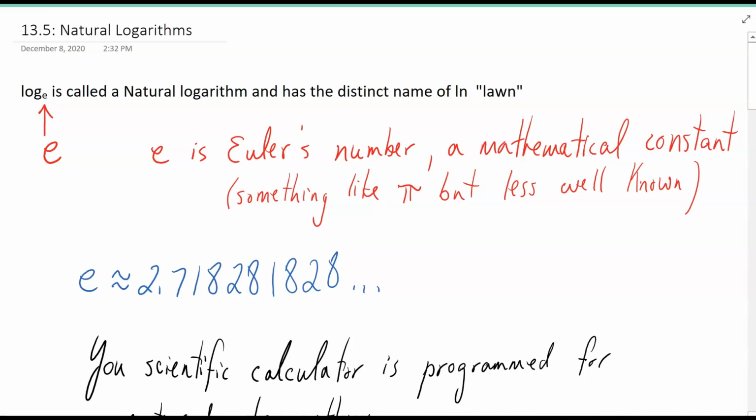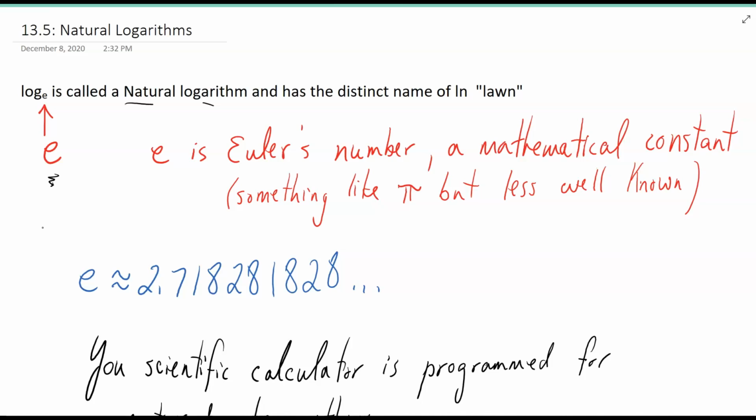When the base is e, it is called a natural logarithm. Log base e is a natural logarithm. E is called Euler's number, which is a mathematical constant. It's something like pi, but a little less well known. E is approximately 2.718281828, and so on. There is a process for finding e, but let's just know that it's approximately 2.718, in the same way that pi is approximately 3.14.